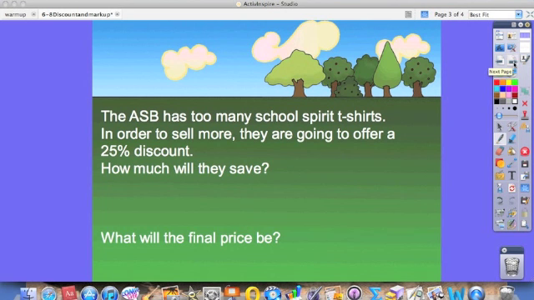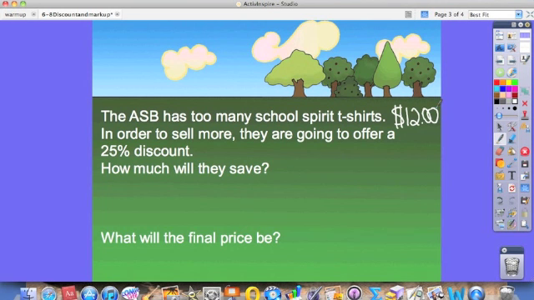We're also going to learn how to find discount. The last one was markup, which tells us how much extra to charge on something. A discount means we're going to save some money. So the ASB store has too many school spirit t-shirts. In order to sell more, we're going to offer a 25% discount. One piece that we forgot in this is that the t-shirts are $12 per shirt.